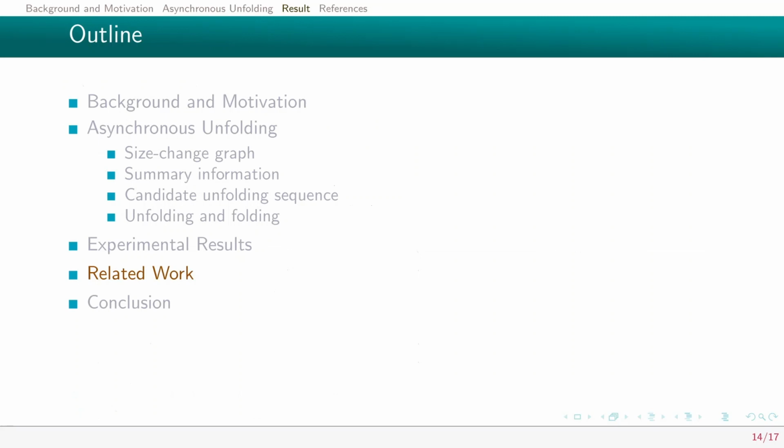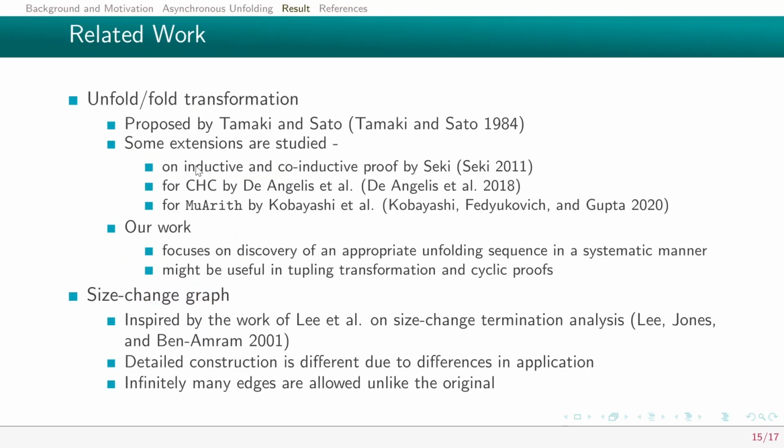Now, I'll discuss some related work very briefly. Unfold for transformation has been studied before. For example, by Seki, D. Angelia Italia, Kobayashi Italia, and others. But our work is unique in that it addresses how to find appropriate unfolding sequences in a systematic manner. Our size change graph is inspired by the work of Lee Italia on size change termination analysis. However, our formulation is somewhat different since we capture both negative and positive size changes, and infinitely many edges are allowed since our application is quite different.